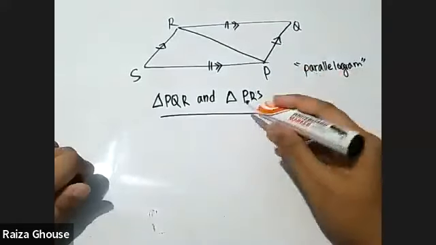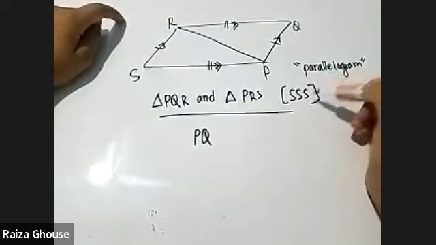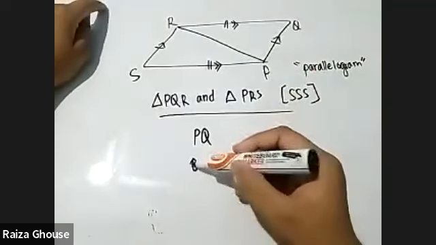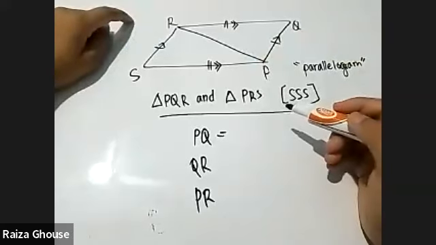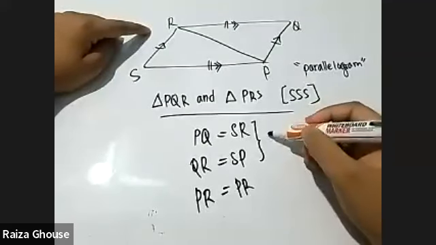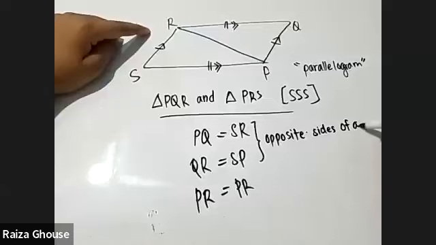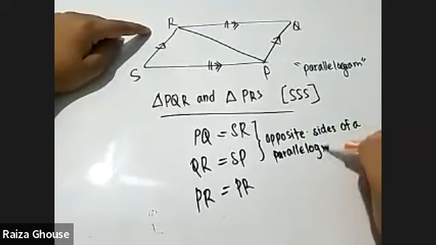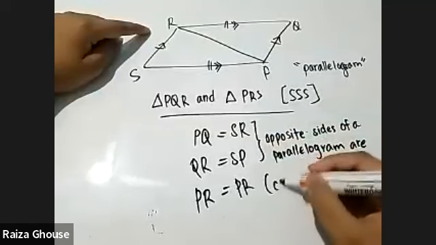Now we'll go to the proof. In the triangle PQR, I can see the side PQ. I want this to be proved under the SSS case, so don't take angles here. PQ side, the next side is QR, and the next side is PR. Now, what is the side PQ equal to in the triangle PRS? SR. You can clearly see the opposite side. QR is equal to which side? SP. PR is equal to which side? PR. Yeah, for this one you can write the reason: opposite sides of a parallelogram are equal. You can write that as the reason, based on that knowledge. For this one you can write down common side.